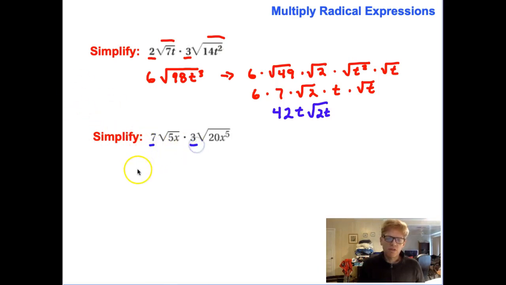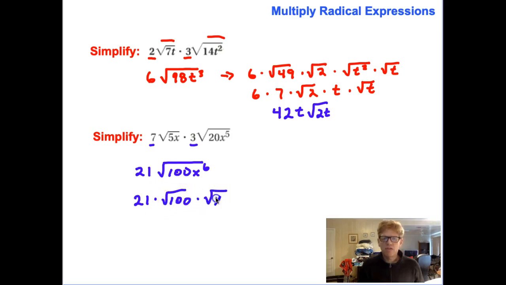7 times 3 is going to give me 21, and then 5 times 20 is 100. x to the first times x to the fifth is x to the sixth. So we wind up then, if we want to split this up, we can say this is 21 times the square root of 100, which is 10, we know that, and the square root of x to the sixth. So let's go ahead and work that out. 21 times 10 times the square root of x to the sixth. Remember, we simply divide its power by 2, x to the third. So we get 210x to the third. And we're done.